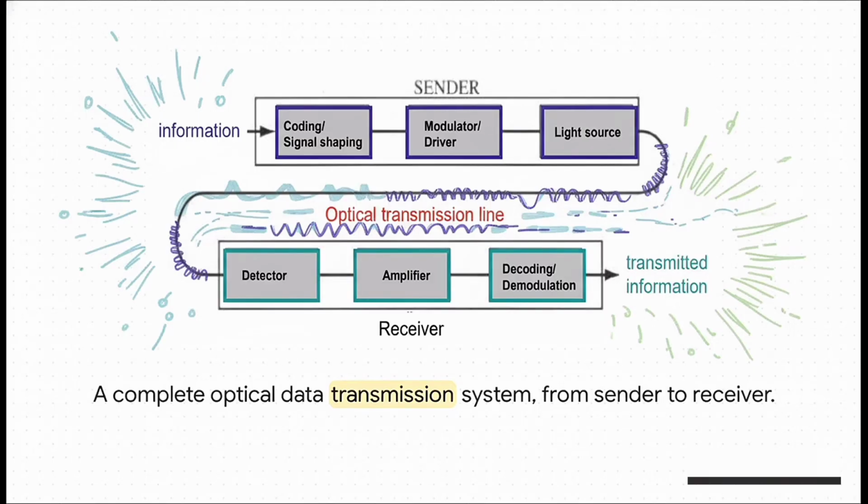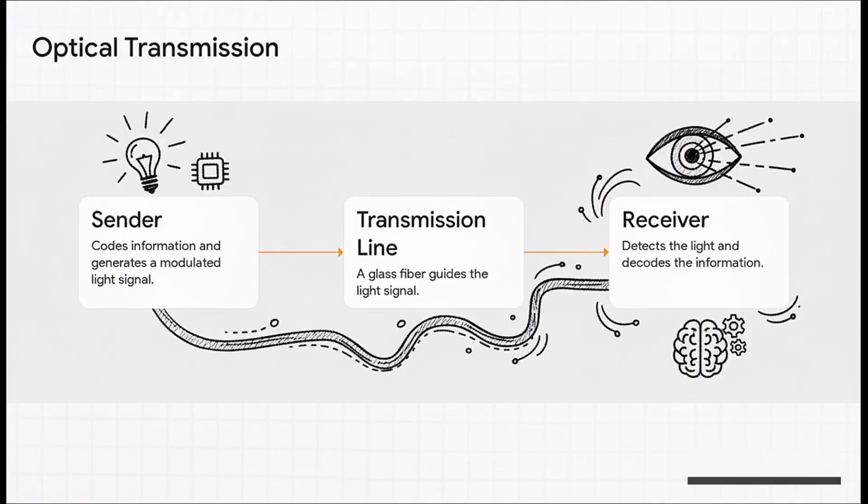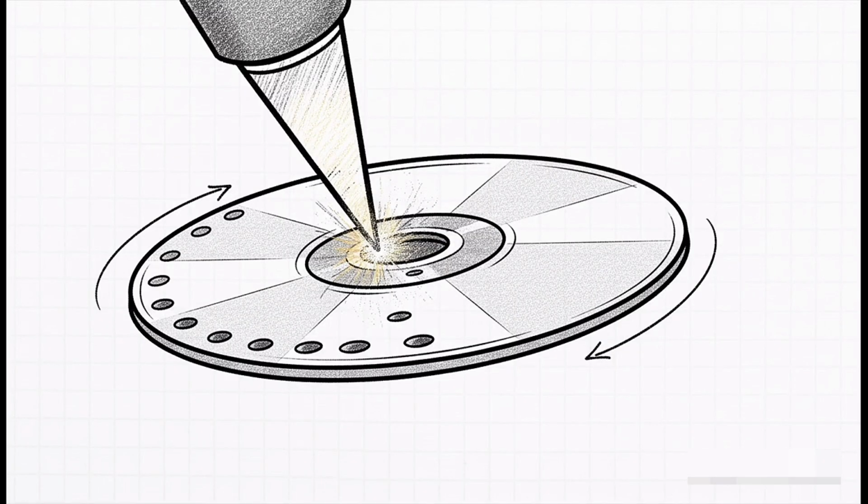And here's what it looks like all together. This is a complete photonic communication system, from sender to receiver. It really just breaks down into 3 stages: a sender, the transmission line, and finally a receiver. And get this, it's not just for sending data. The same exact tech is used for storing it, like on DVDs.